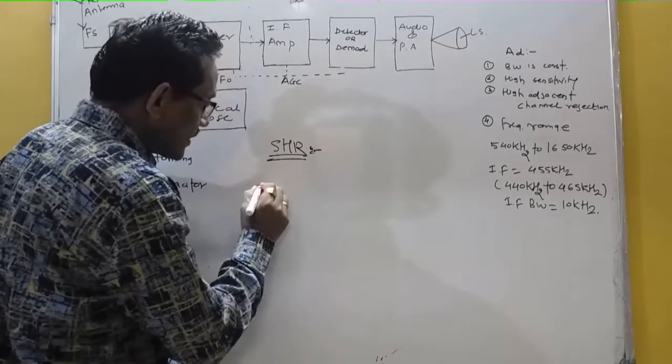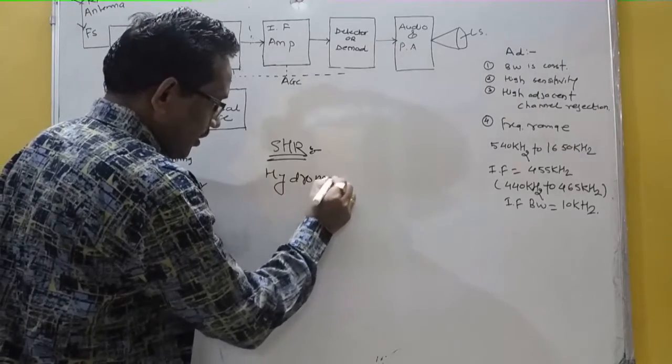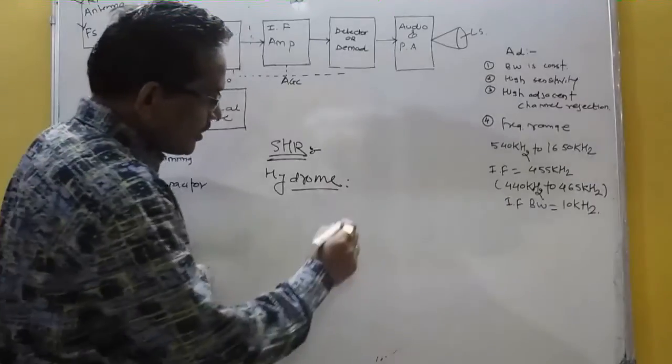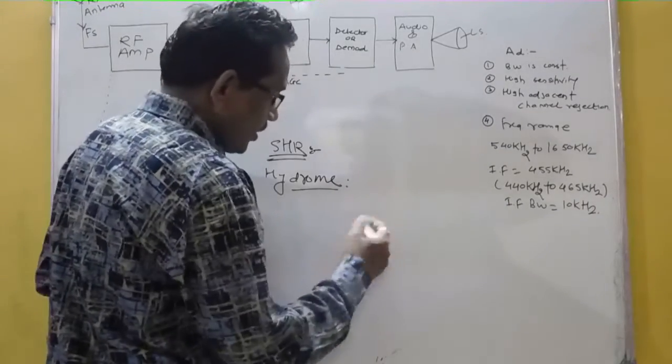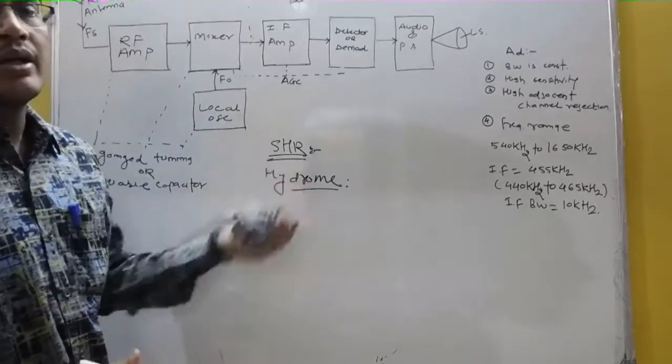Then what exactly is the meaning of heterodyne? Why is it called heterodyne? Heterodyne means the process of mixing two signals to generate a new signal. That is the heterodyne. That's why it is called the superheterodyne receiver.